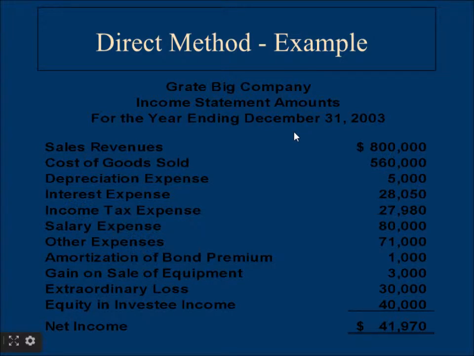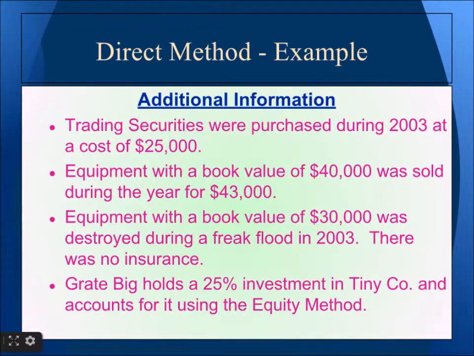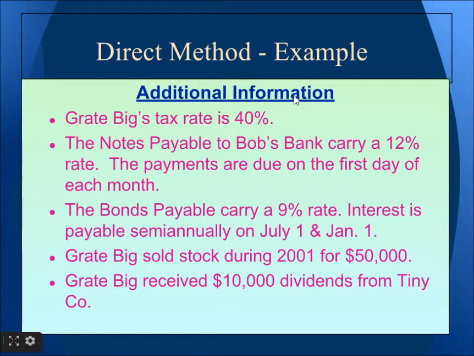This is the income statement for 2003, which gives us the sales revenue, cost of goods sold, etc. for the calculation of cash flow. These are the additional information given: trading securities were bought at a cost of 25,000. Equipment with a book value of 40,000 was sold during the year for 43,000. Then equipment with a book value of 30,000 was destroyed during a flood in 2003. There was no insurance. Great Big holds a 25% investment in Tinyco and accounts for it using the equity method. Then again, some more additional information is given: tax rate 40%, notes payable at 12%, bonds payable carry 9% interest. Sold stock for 50,000 in 2001, received 10,000 dividend from Tinyco.